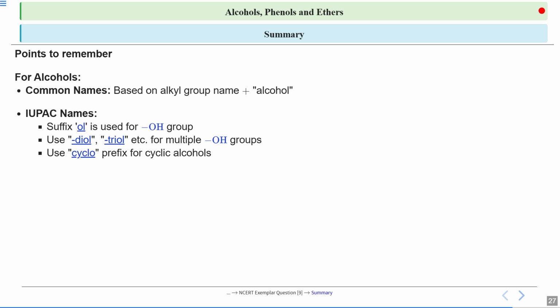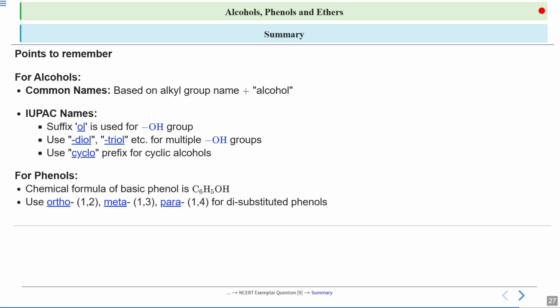Then you have the prefix cyclo that you use for alcohols which are cyclic. For the phenols, we have seen that the chemical formula of the basic phenol is C6H5OH, which is phenol. We should use ortho for the 1 and 2 positions, meta for the 1 and 3 positions, and para for the 1 and 4 positions for a disubstituted phenol.